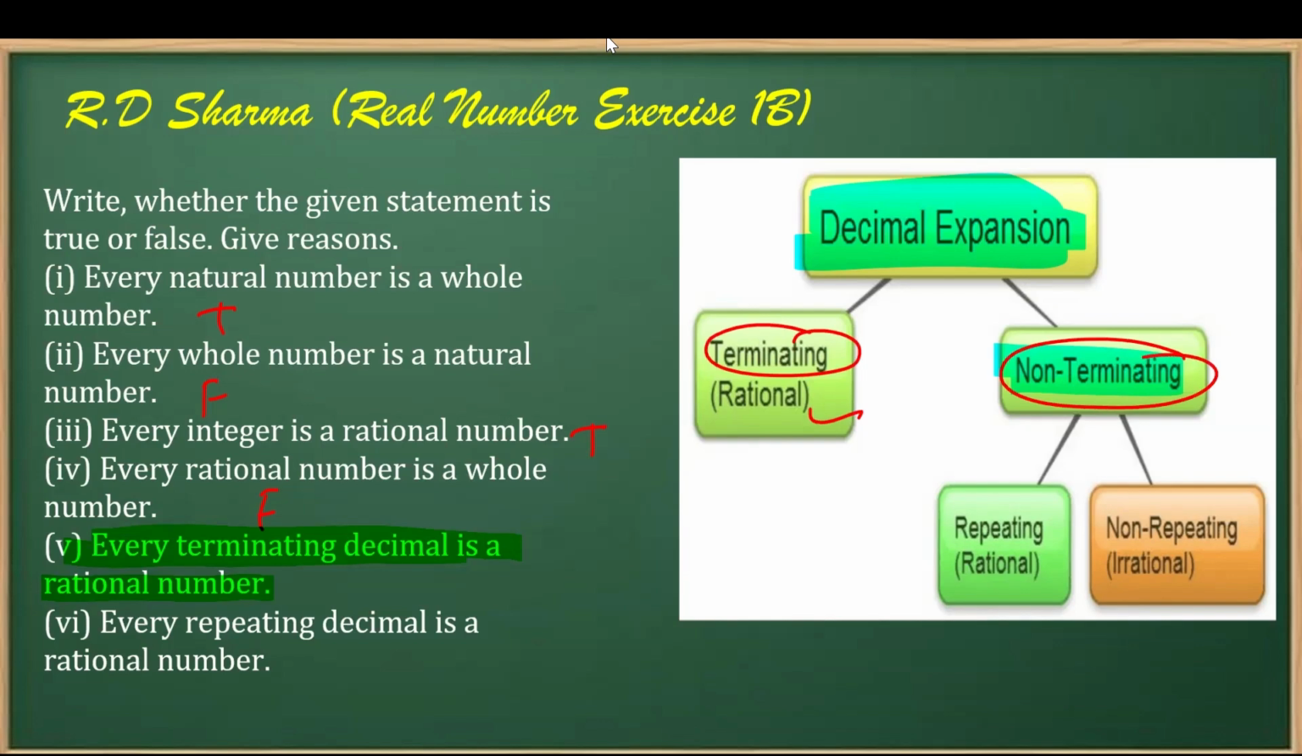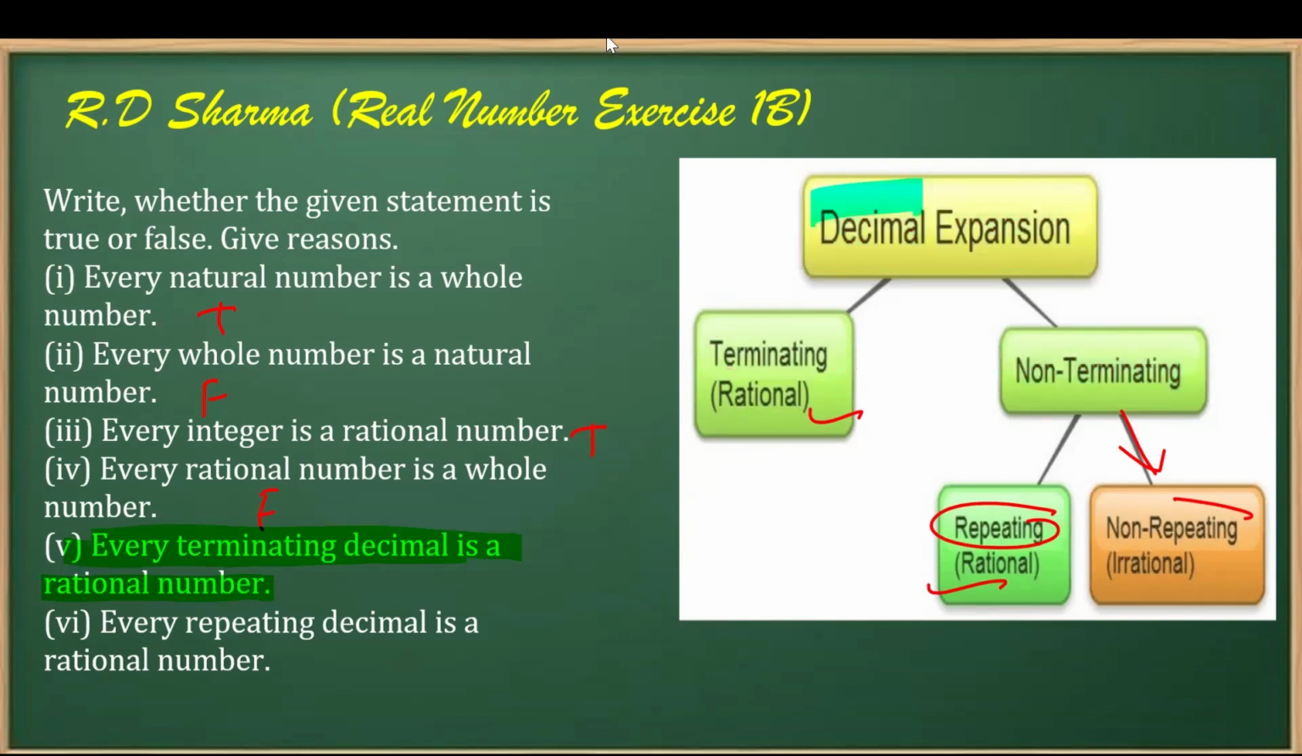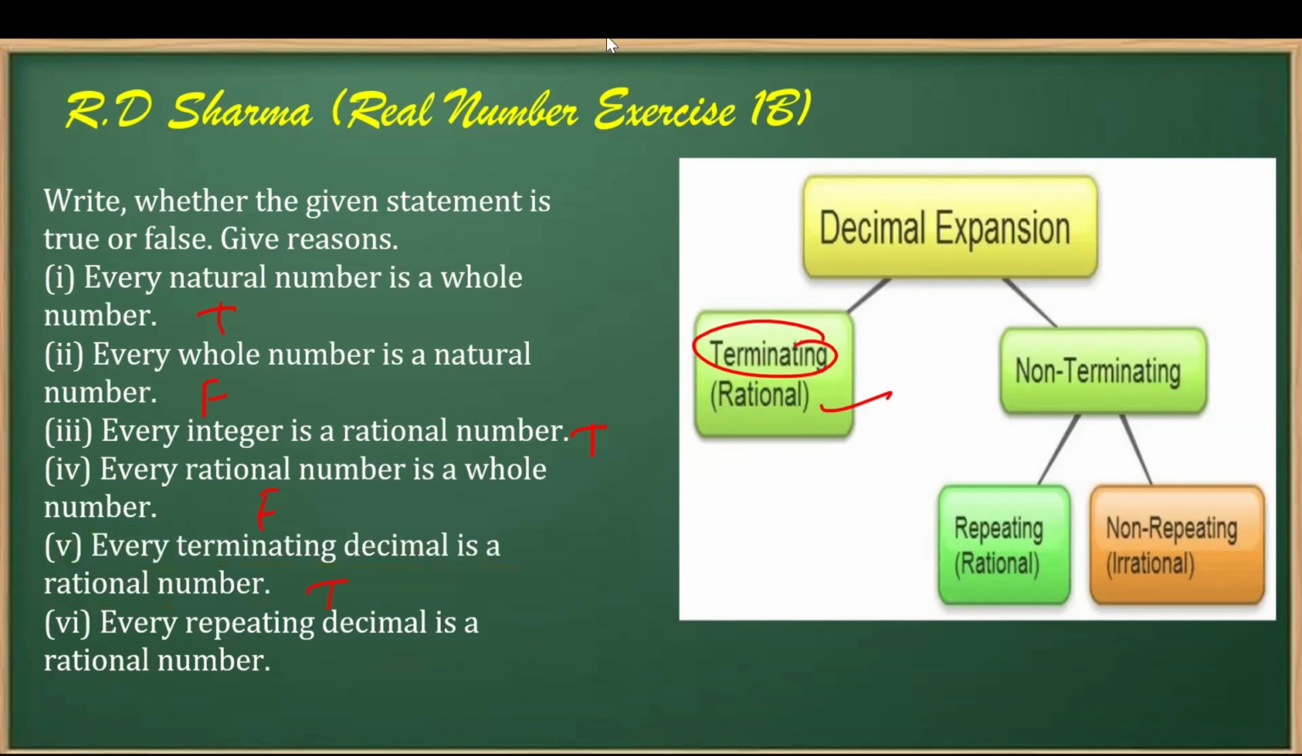But if it is non-terminating, then two cases arise, that is repeating and non-repeating. If it is repeating, then again it is a rational number. Now coming back to the question once again, the question is every terminating decimal is a rational number. Yes, if it is terminating, it has to be rational. So we'll say this statement is true.